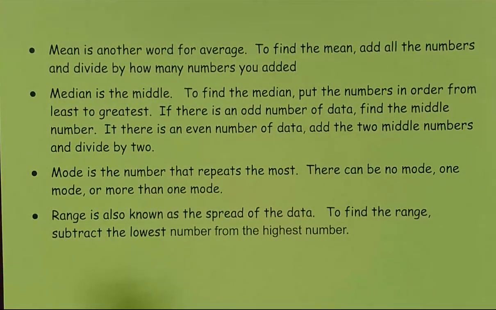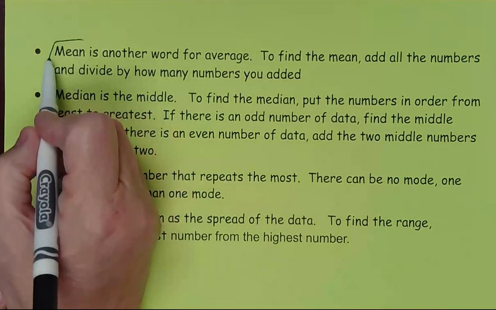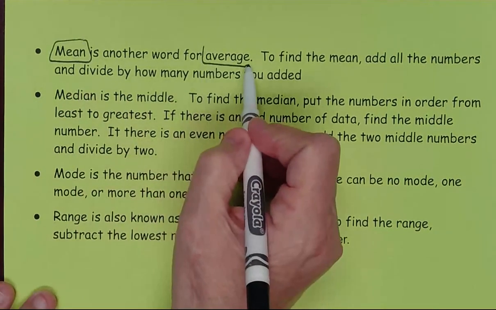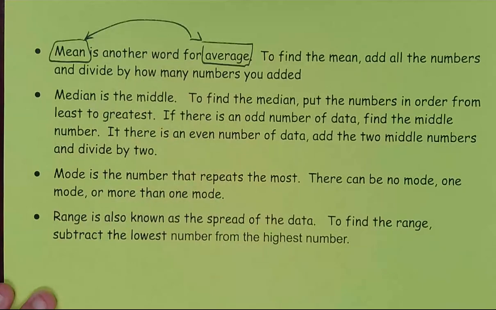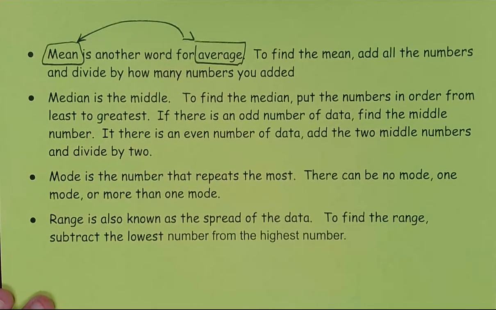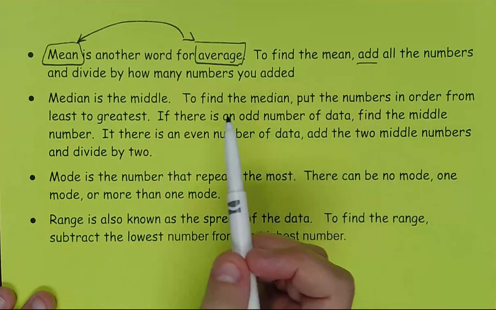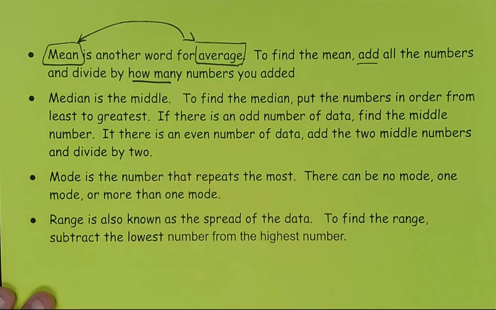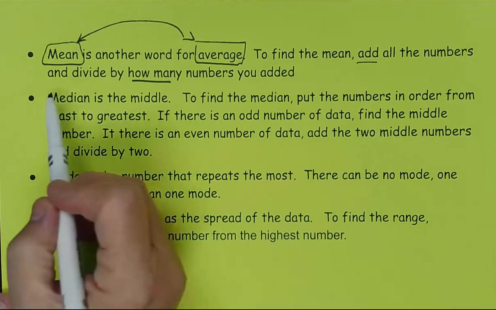So the first thing, looking at what each one is. Mean is just another word for average, and you need to know that mean and average are the same thing. The question may ask you for the average, it may ask you for the mean, but it is found the same way. To find the mean, you add all the numbers, however much data you have, and then divide by how many there are. Add and then divide.